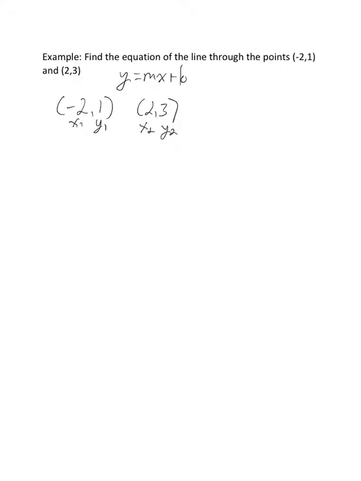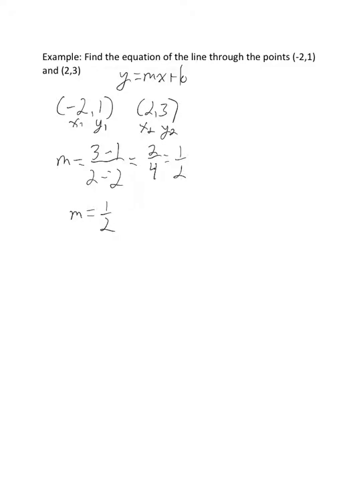So let's start first. We have a formula for slope. That's going to allow us to get m. M equals y2, which we've labeled as 3, minus y1, which we've labeled as 1, over x2 is 2, minus x1 is negative 2. So 3 minus 1 is 2, over 2 minus negative 2 would be 4. So we get 2 over 4, which reduces to 1/2. So far we know m is the same thing as 1/2.